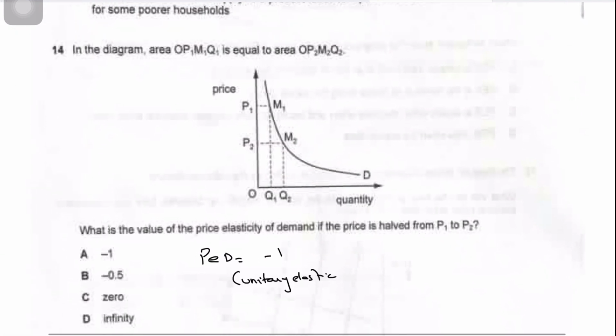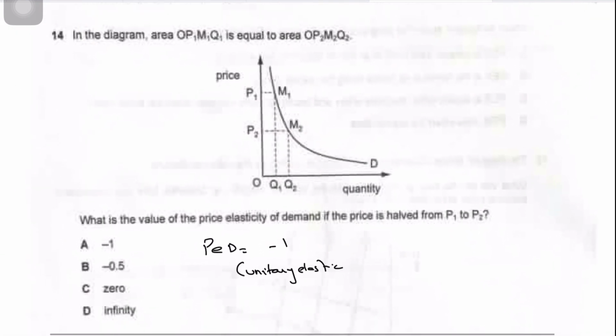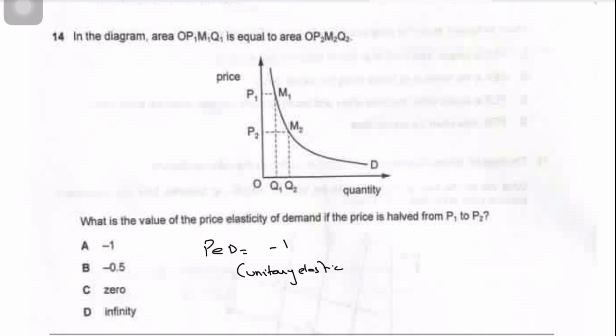Question 14 says, in the diagram, the area OP1 M1 Q1 is equal to the area OP2 M2 Q2. So OP1 M1 Q1 represents your total expenditure. This entire area represents your total expenditure, or your total revenue for the firm. And they're saying that this is equal to the expenditure and revenue OP2 M2 Q2. So this only happens when demand is unitary elastic.